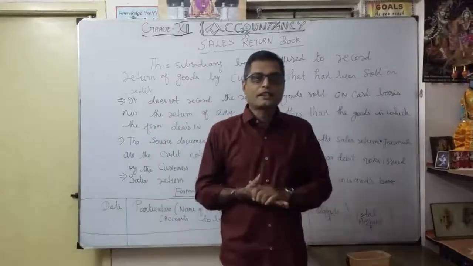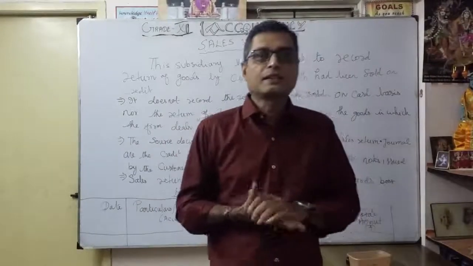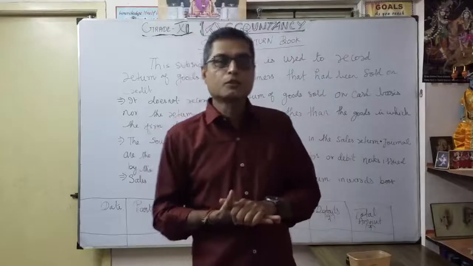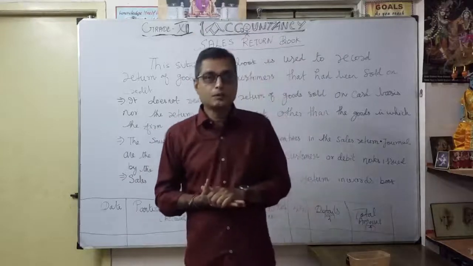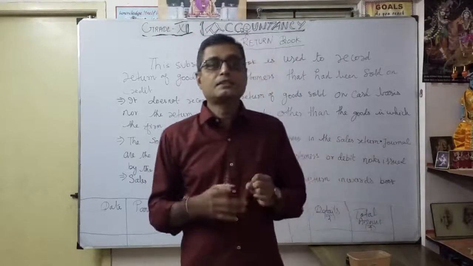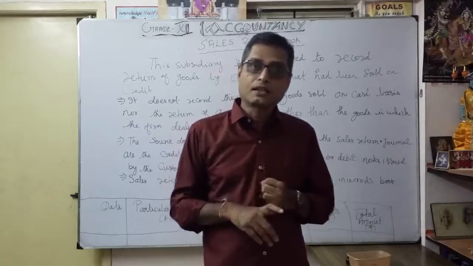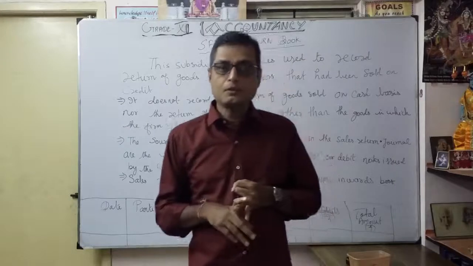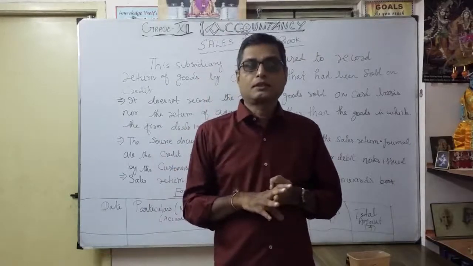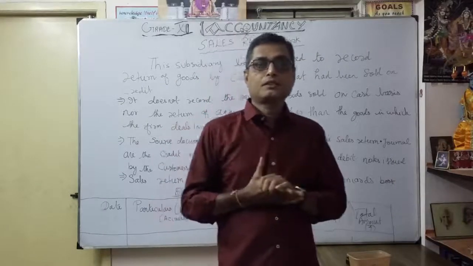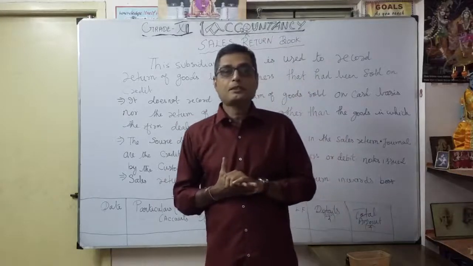You are once again welcome to accountancy class, grade 11. In the past 4 weeks we discussed special purpose books. Under that we discussed the cash book, the different types of cash book: the single column cash book, double column cash book, then petty cash book. Thereafter purchase book, then sales book, then purchase return book.